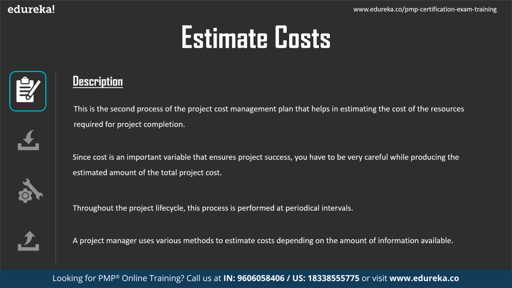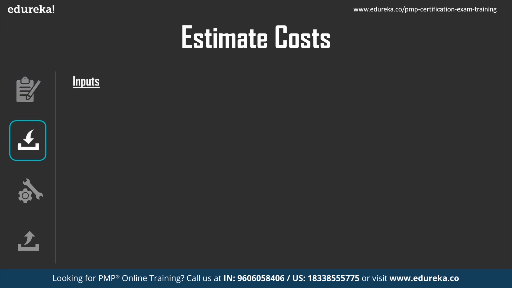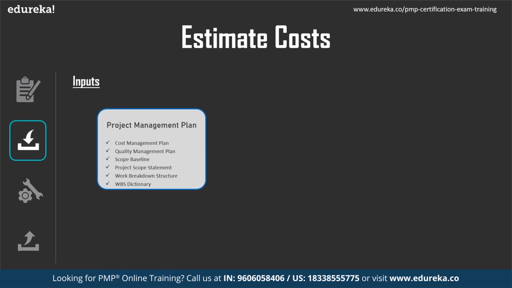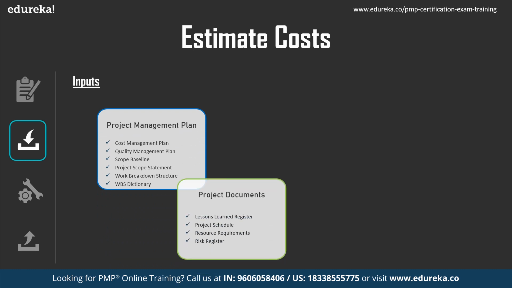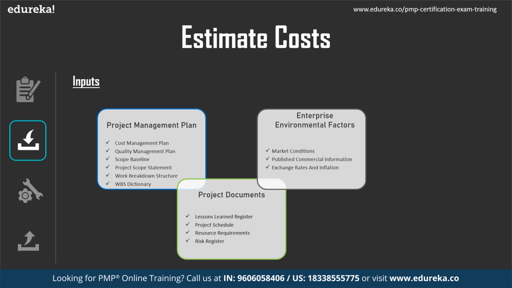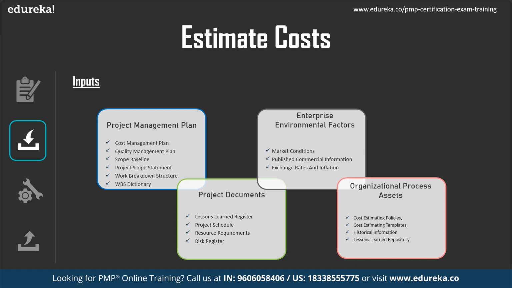Throughout the project lifecycle, this process is performed at periodic intervals. A project manager uses various methods to estimate cost depending on the amount of information available. Inputs to this process are the project management plan, like the cost management plan, quality management plan, scope baseline, project scope statement, work breakdown structure, WBS dictionary. Project documents like the lessons learned register, project schedule, resource requirements, risk register, then enterprise environmental factors and organizational process assets.